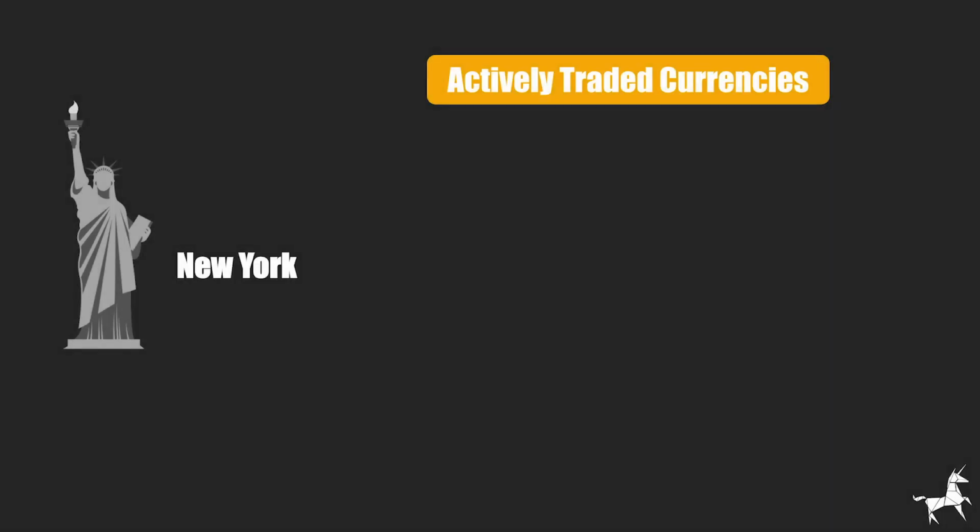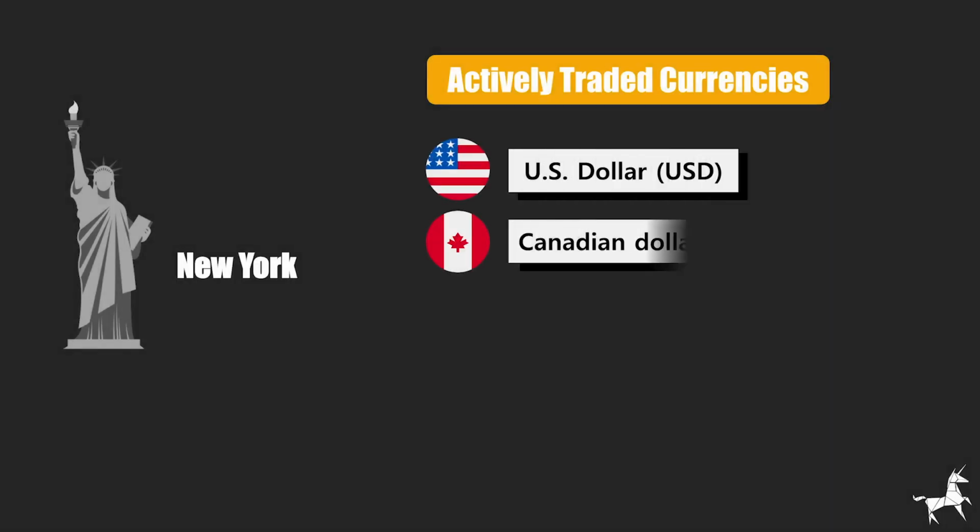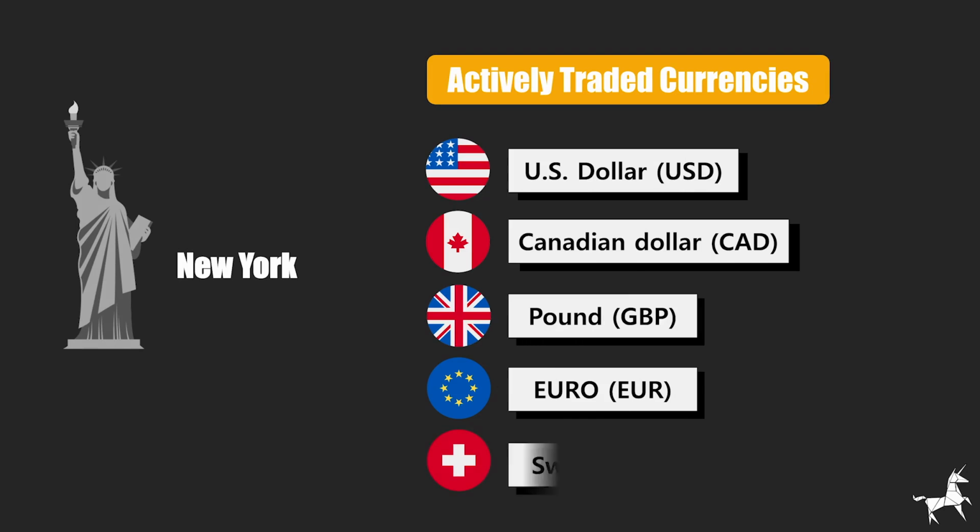Finally, in the New York session, the US dollar, Canadian dollar, pound, euro, and Swiss franc are the most actively traded currencies. Since the USD is involved in the majority of Forex transactions, this session sees significant liquidity and volatility, especially in USD pairs. Additionally, the overlap between the London and New York sessions creates some of the most active trading hours of the day, leading to increased price movements and strong trends.